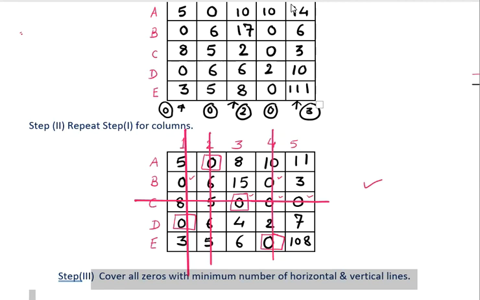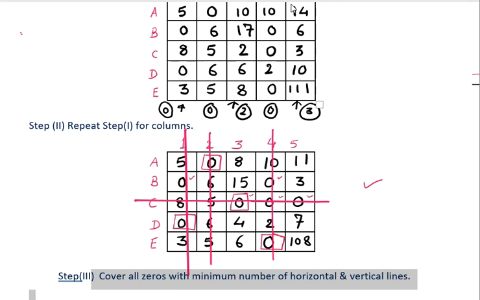Now how many lines have we drawn? 3 vertical lines, 1 horizontal line, 4 lines are drawn to cover all zeros. 4 is not equal to the order of the matrix. So this is not an optimum assignment. So we apply step number 4.